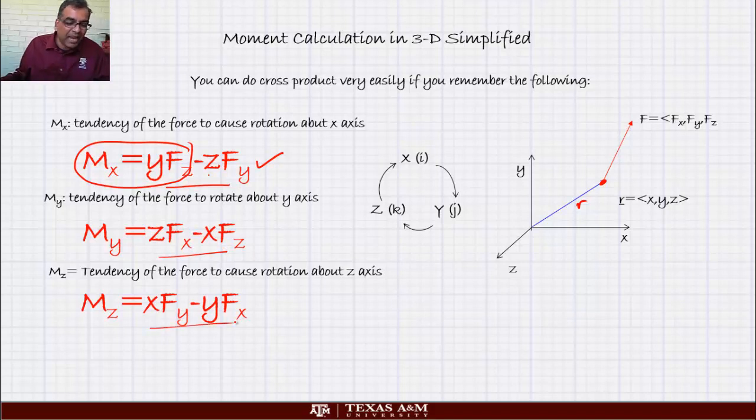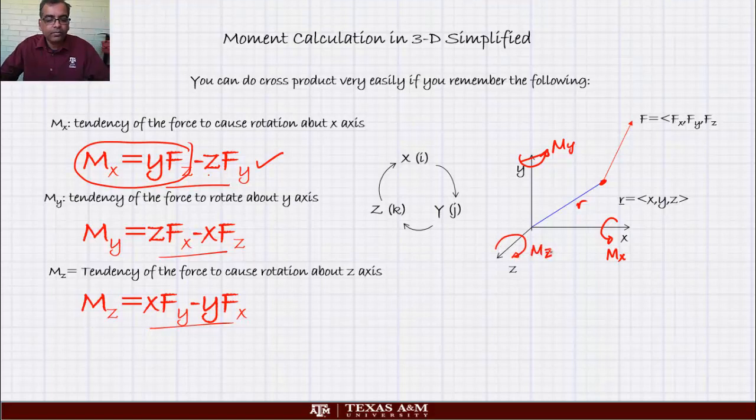So what does Mx mean? It means how fast am I turning around the x-axis? That is Mx. What does My mean? How fast am I turning around the y-axis? That is My. Mz means how fast am I turning around the z-axis? That's Mz.